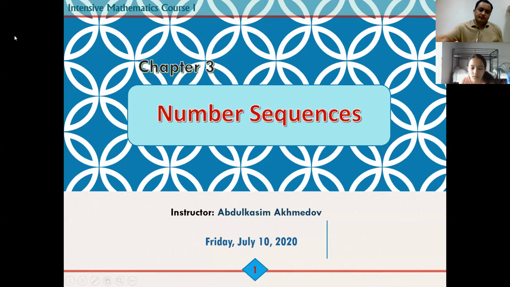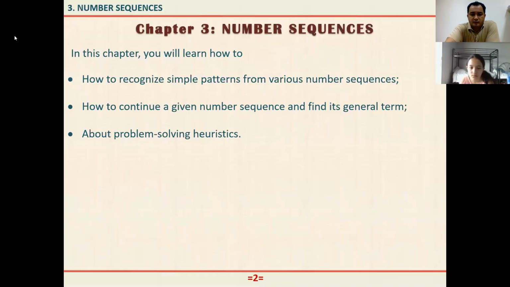Okay. Now we will talk about number sequences. This chapter 3 is about number sequences. Very easy chapter. At least we'll get you familiar with some terminologies, what we mean by number sequence, and how to solve problems involving number sequence. We have 2 objectives here. Number 1 is we will learn how to recognize simple patterns from various number sequences.